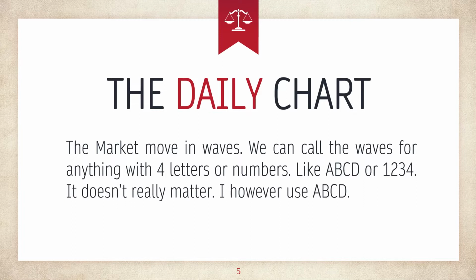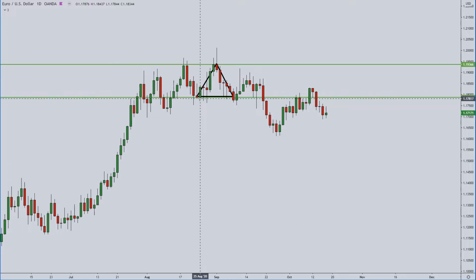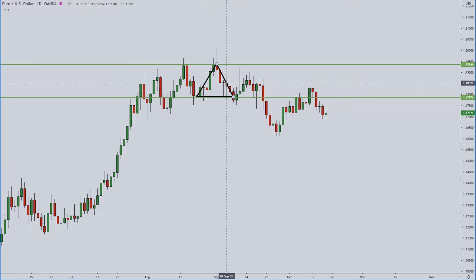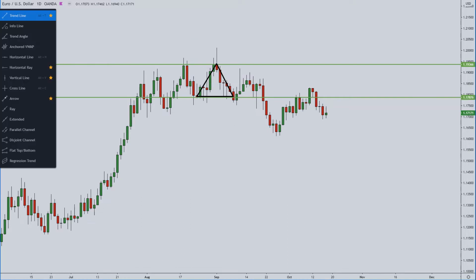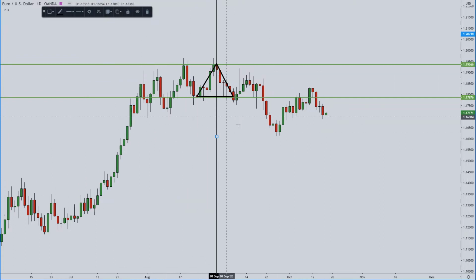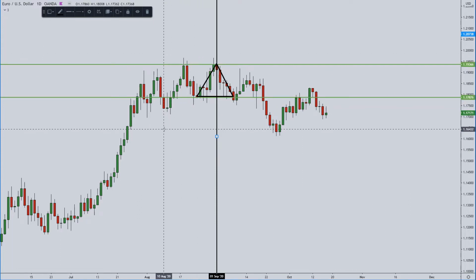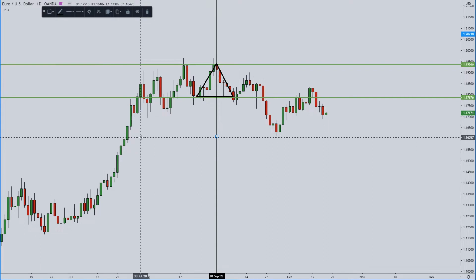The market moves in waves. We can call them waves for anything with 4 letters or numbers, like A, B, C, D or 1, 2, 3, 4. It doesn't really matter. I, however, use A, B, C, D as names. Back at the same chart, we understand that this wave, this move up to the top, has now been taken out. So potentially, if we put a line in the middle here, this is our buy market, this is our sell market, right? And in this buy market, there are a lot of waves, these 4 letters and numbers.